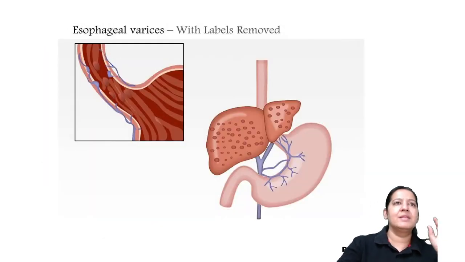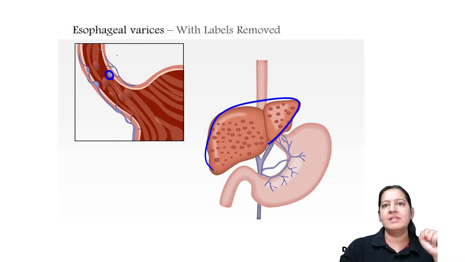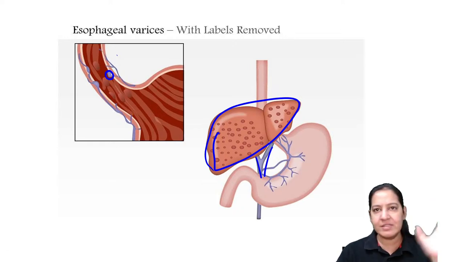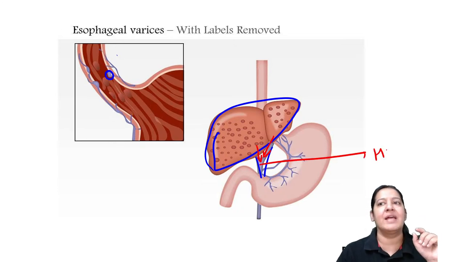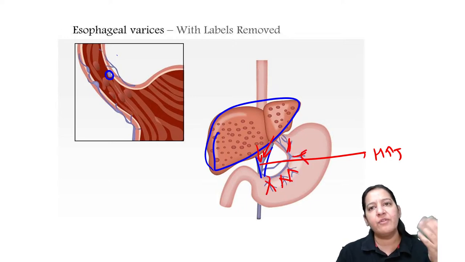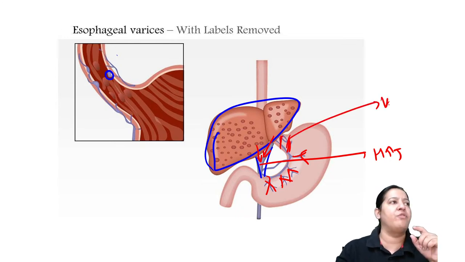You can see this is the esophagus. In the esophagus, can you see the veins are dilated? Can you see this is a cirrhotic liver? Because of the cirrhotic liver, this is the portal vein. The backflow of the blood is there in the portal vein. The liver is not accepting the blood from the portal vein, so the liver is giving back blood to the portal vein. So the portal vein is hypertensive, because of which all the veins in the GIT are dilated. So the veins in the esophagus are also dilated, which is leading to the formation of the varices.